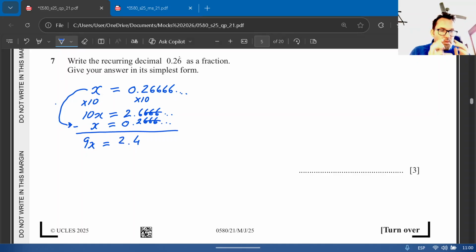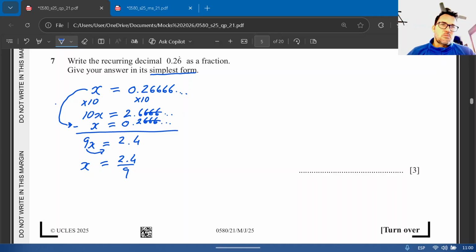Some people multiply it by 100, which can also work. Either way, we want to know what x is. We just divide both sides by 9, so it's 2.4 over 9. Bam! Is that this fraction? Not quite, because in its simplest form, a fraction doesn't have any decimal points.